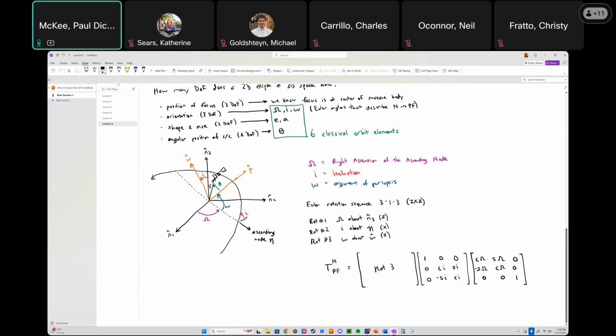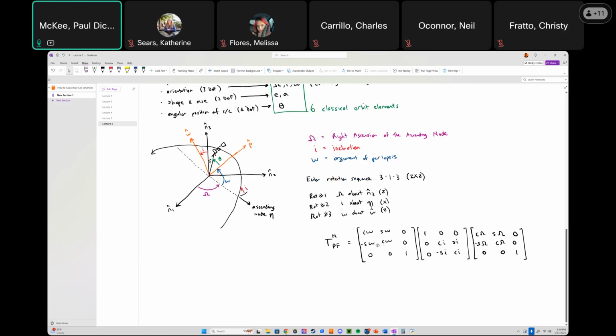And for the last rotation, good job. For the last rotation, we are rotating about the z-axis again. And we're rotating some amount omega. And so what's that going to look like? The same as the first rotation, but with omega as the angle. Exactly. Yep. Very good. So this is cosine of little omega, sine of little omega, negative sine of little omega, cosine of little omega.